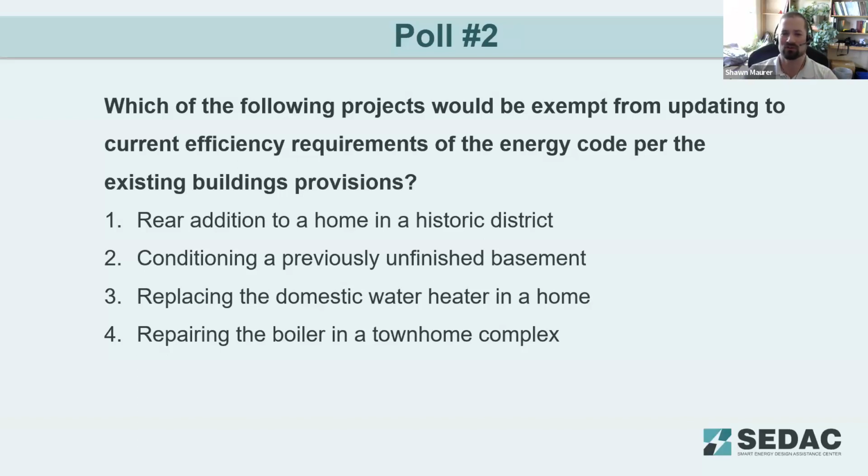Doing a repair to that boiler, you're taking that system and replacing a component on it. That falls under repairs. That boiler does not now have to be brought up to current efficiency requirements of boilers in the energy code. All the rest of those, the addition would have to be built to new construction standards. If you're conditioning an unfinished basement, that must be brought to insulation, and any HVAC systems installed in that area would have to meet the current energy code. Replacing the domestic water heater, that new heater must meet the efficiency requirements of the existing energy code. So well done on that question.